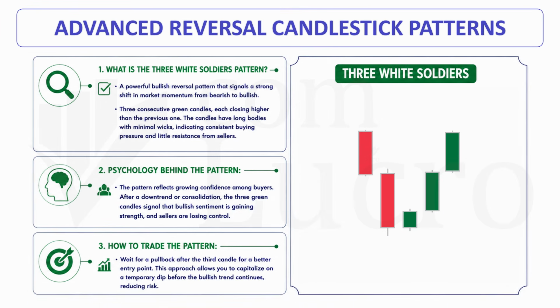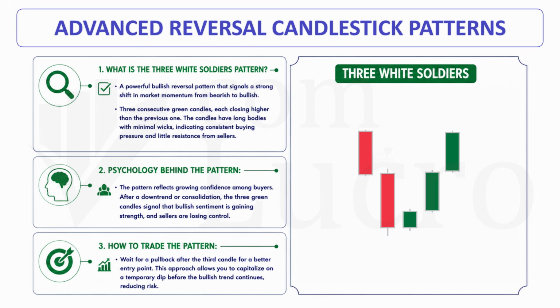Now let's dive into the three white soldiers, a powerful bullish reversal pattern that typically signals a strong shift in market momentum from bearish to bullish. Structurally, the three white soldiers pattern consists of three consecutive green candles, each closing higher than the previous one. The bodies of these candles are usually long, with minimal wicks, indicating consistent buying pressure and little resistance from sellers. This progression suggests that buyers are firmly in control, steadily pushing the price upward.